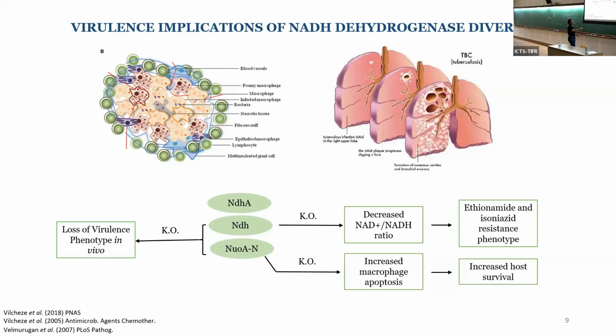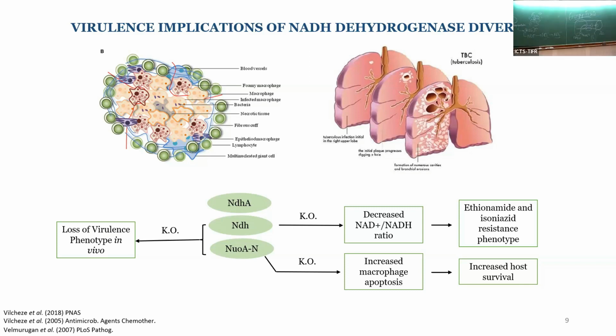So if you create a knockout of the second small dehydrogenase, the NDH1, we see that there's a decrease in the NAD to NADH ratio, which is understood because this enzyme will oxidize NADH to NAD plus. So this reaction is not happening, and you see that there's a decrease in this ratio.